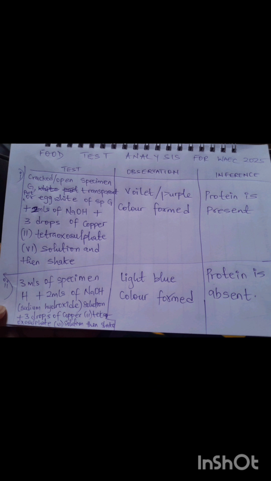Now in this case, they may ask you to use that syringe to collect the white part of it, that's the transparent part. That was how I wrote white part, I cancelled it and wrote transparent part of specimen G. And that transparent part of specimen G, which is a raw egg, is called the egg white, or albumin.